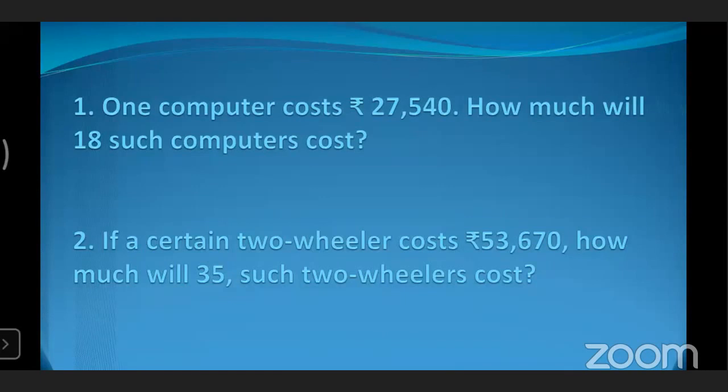Once again, I am reading for all of you. One computer costs ₹27,540. How much will 18 such computers cost? Second question: if a certain two-wheeler costs ₹53,670, how much will 35 such two-wheelers cost? So these are the two word problems which you have to solve in your mathematics notebook. Okay, students?